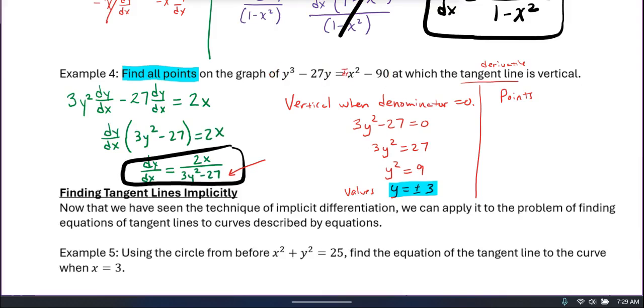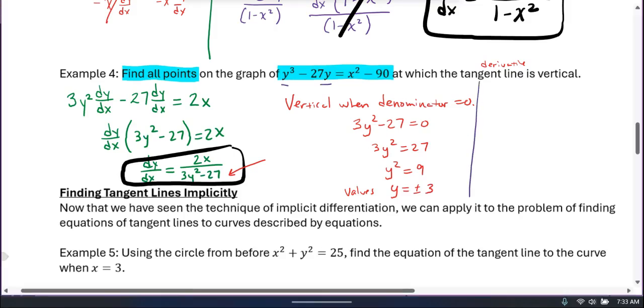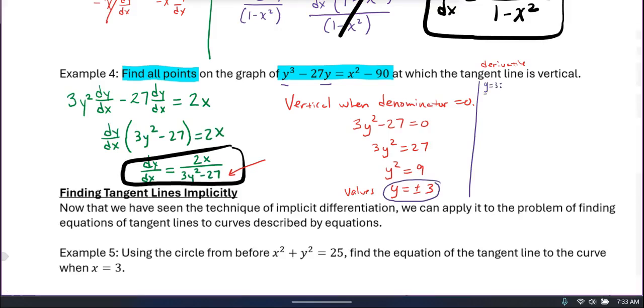So going back to this original equation up here, let me just highlight that so you know what I'm talking about. What we're going to do is plug into that equation the values that we were given and see what those points would be. Since we have two values, plus or minus 3, let's do them one at a time. If y is 3, let's see what happens when we plug into that equation. We get 3 cubed minus 27 times 3 equals x squared minus 90. 3 cubed is 27. 27 times 3 is 81. So 27 minus 81 is negative 54. When we add 90 to both sides of this, we get 36 is x squared.